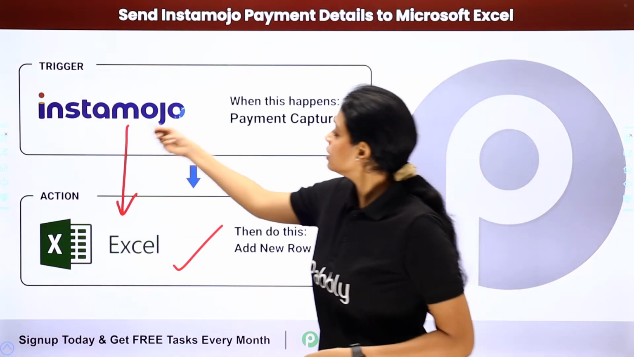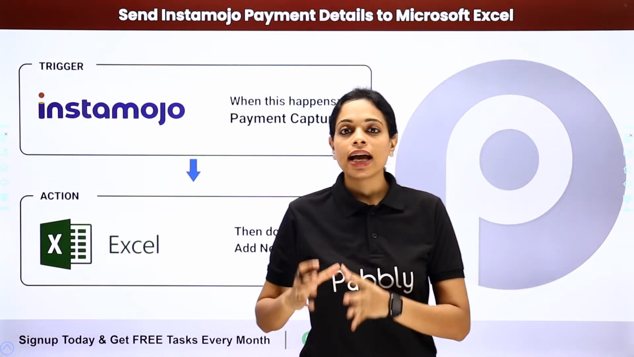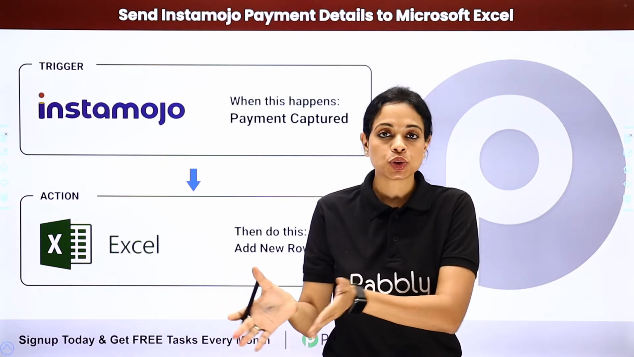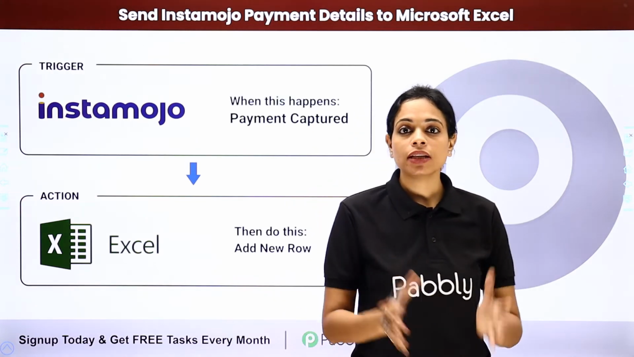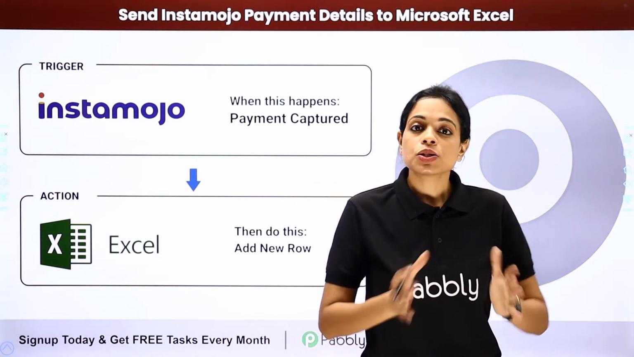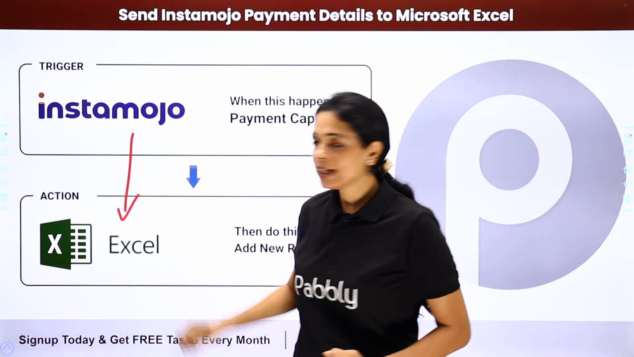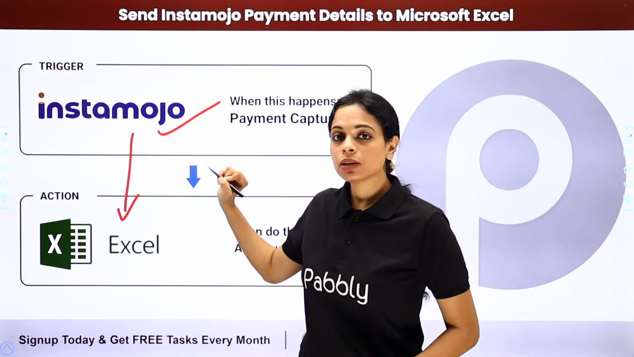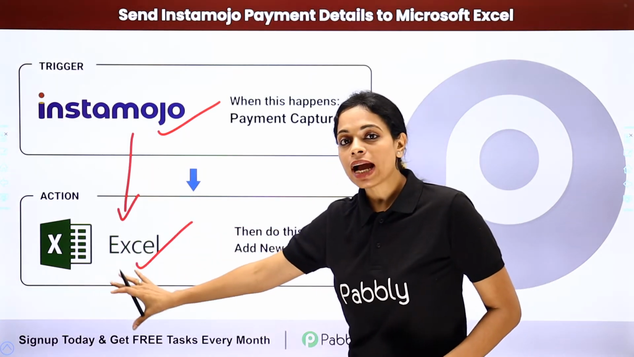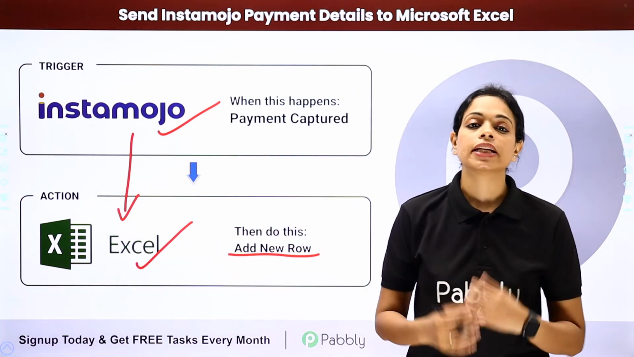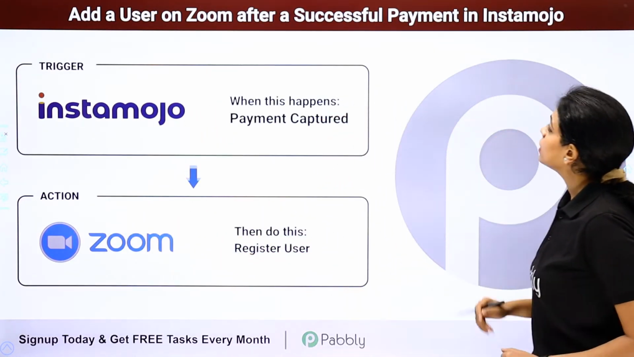Next, we have send Instamojo payment details to Microsoft Excel. So every time a user has made a payment through Instamojo, I have got the details, name, address, etc. So I want this to be there in my CRM or in Excel so that I can further nurture, right? So for this again, you will have to integrate the two applications. Your trigger application would be Instamojo and your action application would be Microsoft Excel. So this client's information would be added as a new row and then you can further take care of the lead.